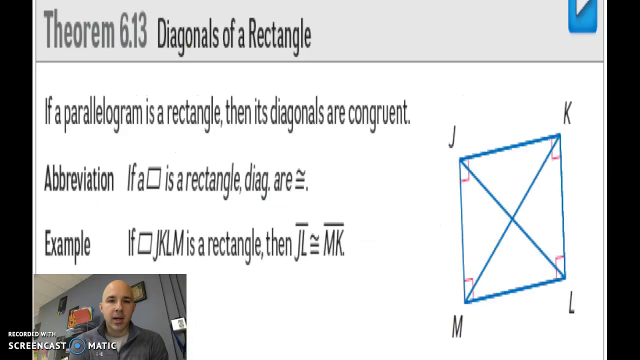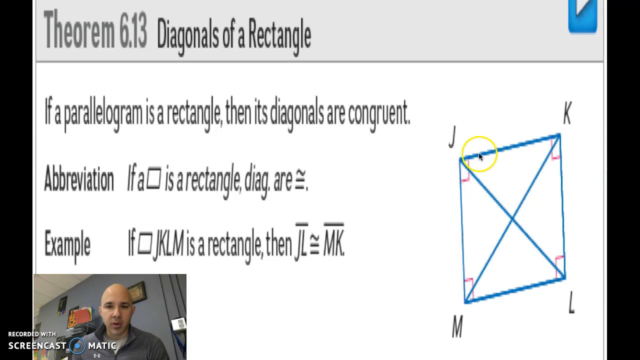All right, welcome back. Now we want to talk about the diagonals of a rectangle. If a parallelogram is a rectangle, then the diagonals have to be congruent. So JL has to be equal to KM. Again, if a parallelogram is a rectangle, the diagonals have to be congruent. So JL has to equal MK, only for a rectangle.